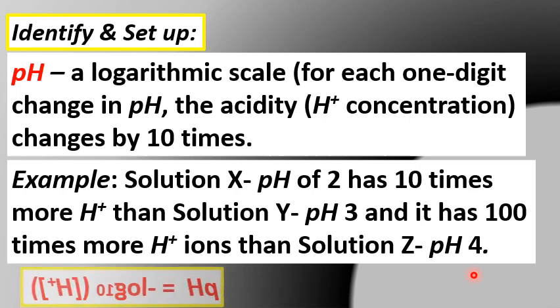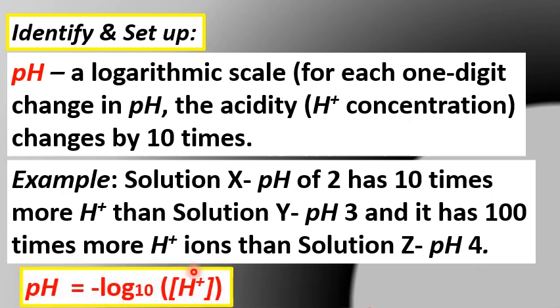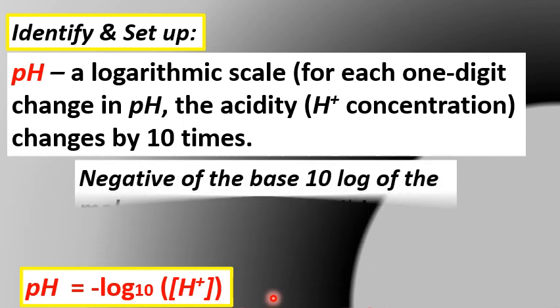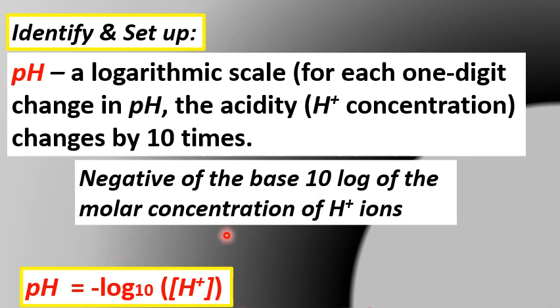And to calculate the pH value based on the positive hydrogen ion concentration, we just use this formula. pH equals the negative of the base 10 log or logarithm of the positive hydrogen ion concentration. So this formula is read as the negative of the base 10 log of the molar concentration of the positive hydrogen ions.